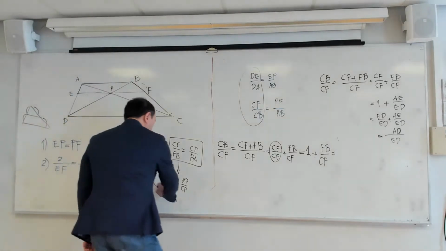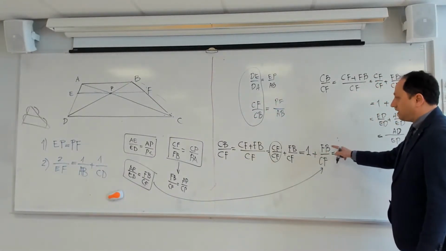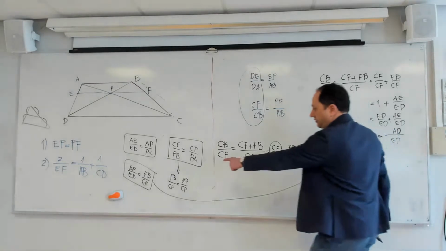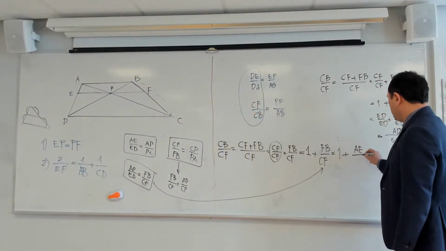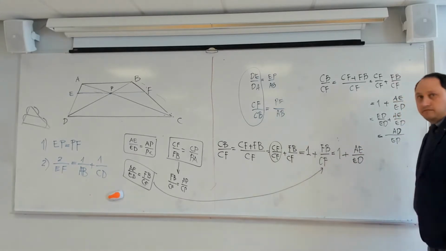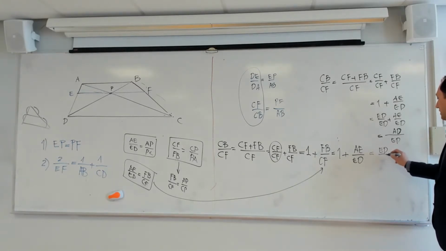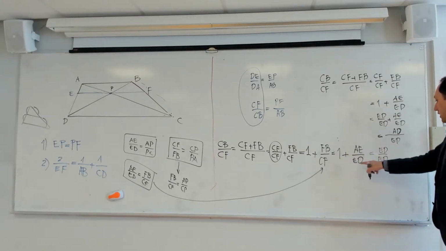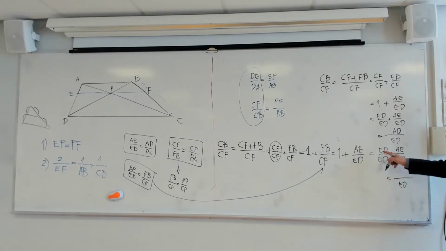Now go back and put it back here. Instead of 1, I just write 1. Instead of FB over CF, I am allowed to write what? AE over ED. But now, instead of 1, I write ED over ED. It doesn't matter, because I want to make the denominators the same. And I copy and paste the second part. Now that the denominators are the same, I can write one denominator and I add ED and AE.